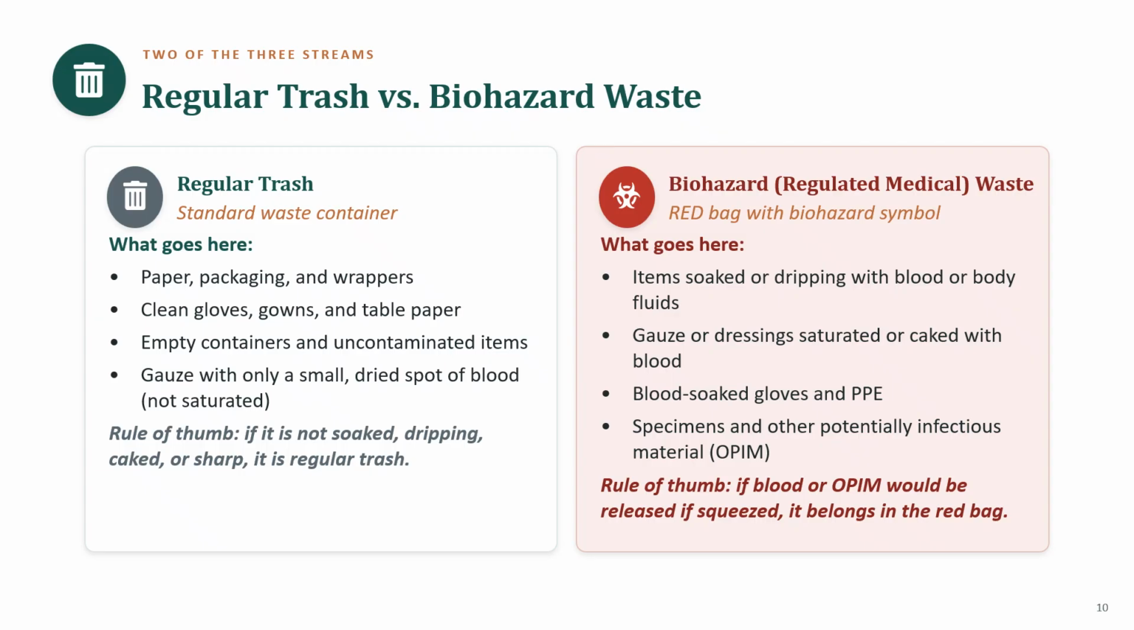Most of what comes out of an exam room is actually regular trash. Biohazard waste, which has the formal name of regulated medical waste, goes into the red bag marked with the biohazard symbol. This is for items soaked or dripping with blood or other body fluids, gauze or dressings that are saturated or caked with blood, blood-soaked gloves and PPE, and specimens or other potentially infectious material, which OSHA abbreviates as OPIM.